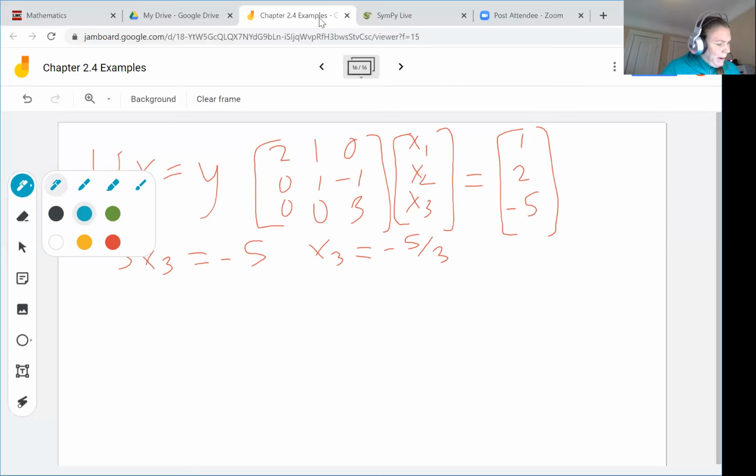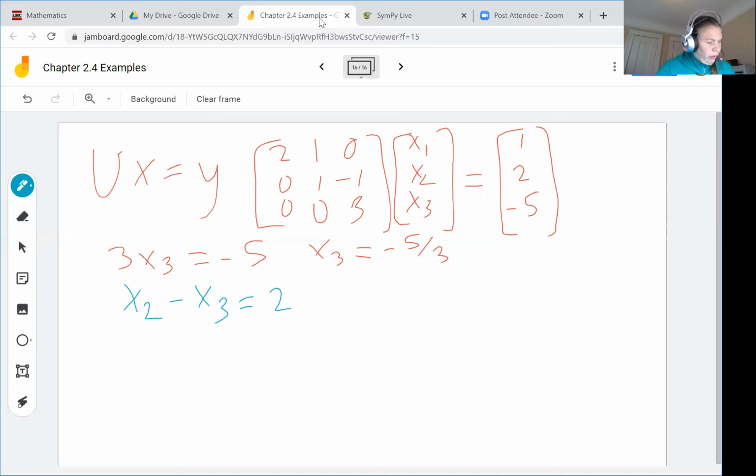x2 minus x3, based on the second row of our upper triangular matrix, x2 minus x3 equals 2. So x2 plus 5 thirds equals 2. Then if we subtract 5 thirds from both sides, we get x2 equals 1 third.